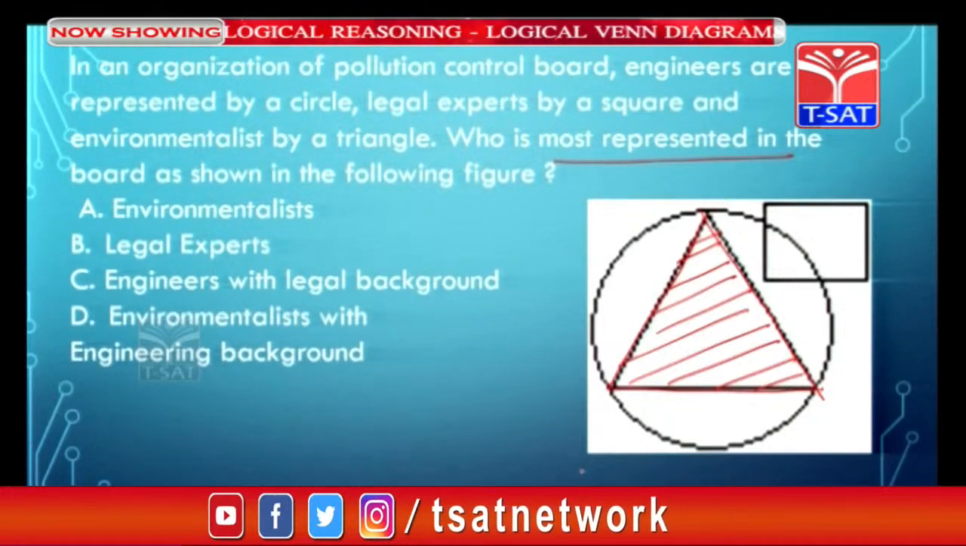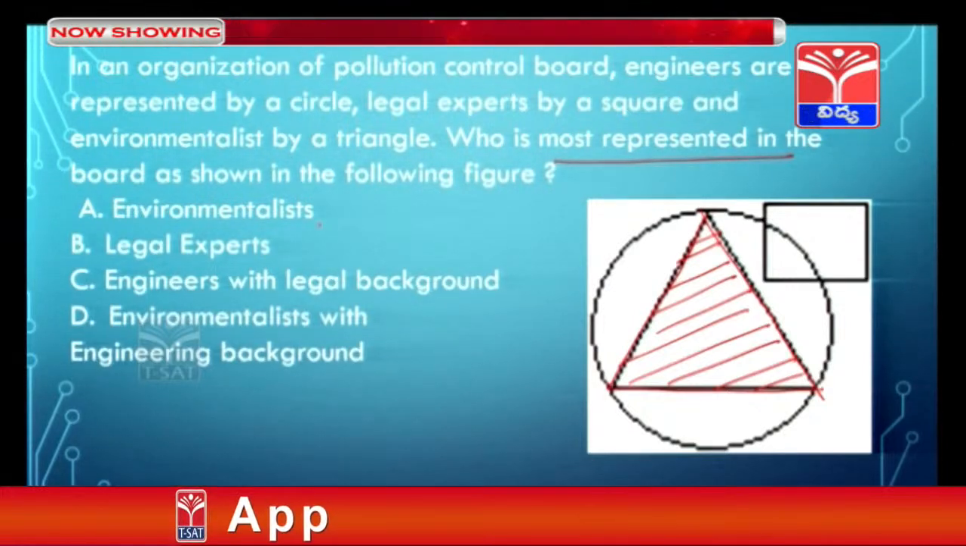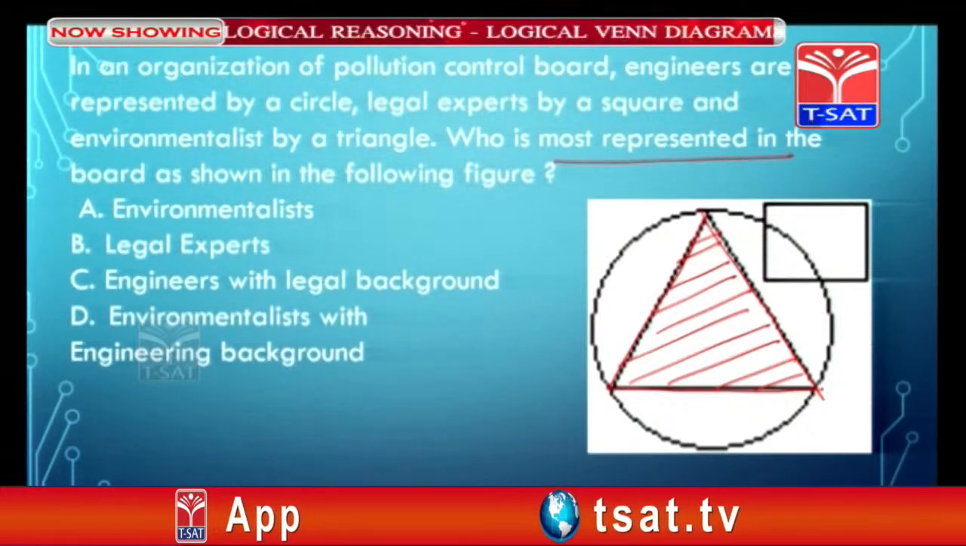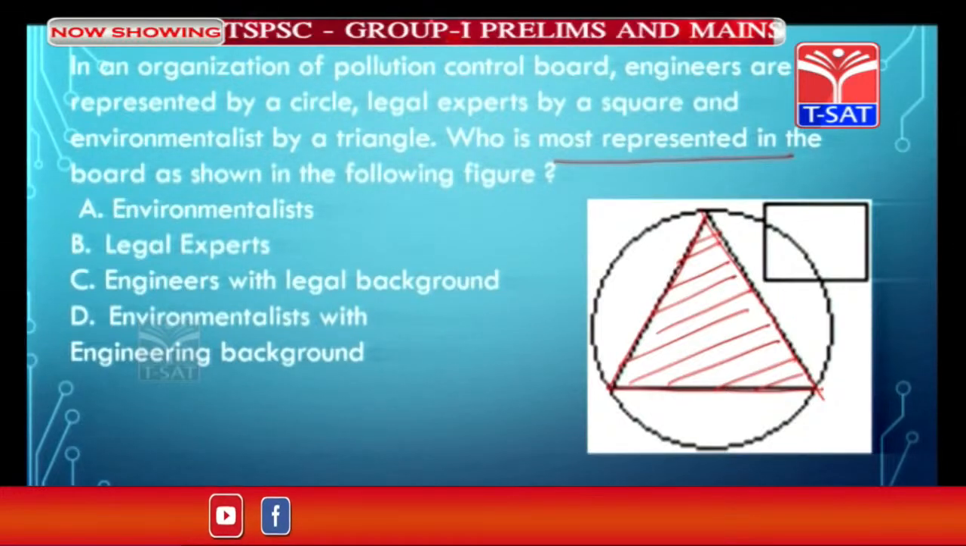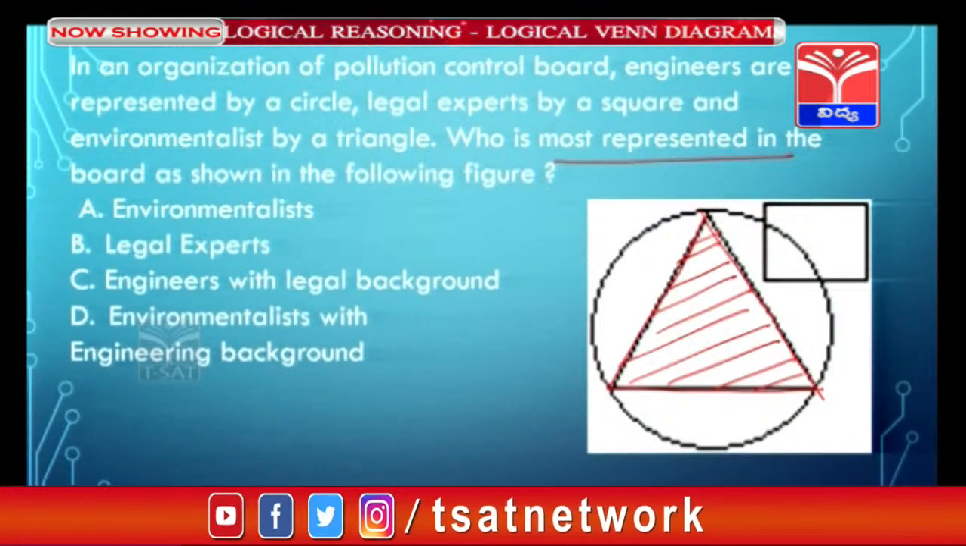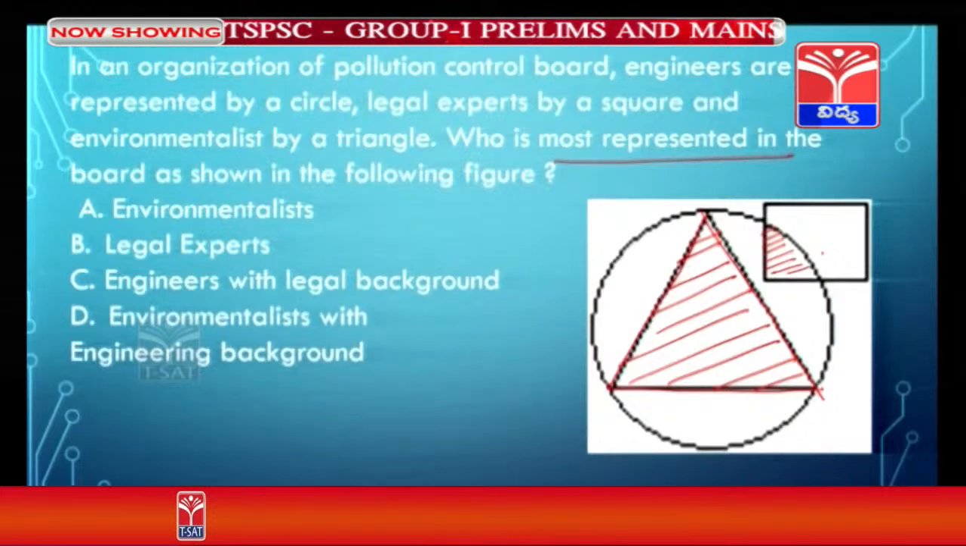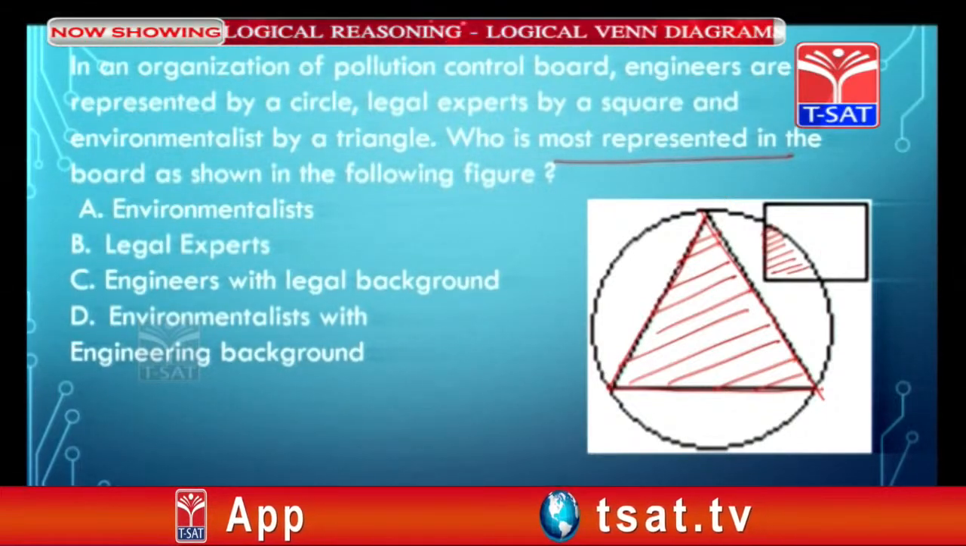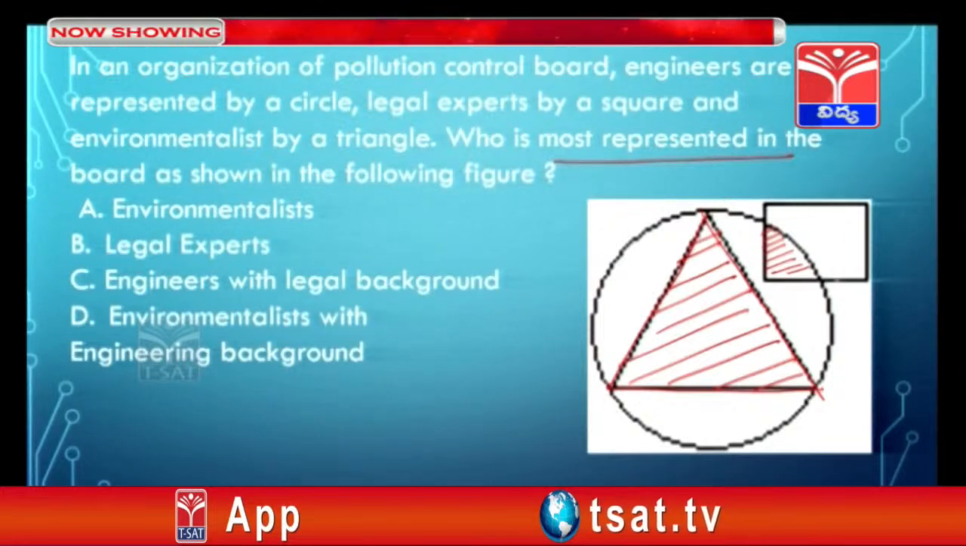So, the options given here are: environmentalists, legal experts, engineers with legal background, and environmentalists with engineering background. The correct answer is environmentalists with engineering background. For example, what is this area? If you are asked what this area is, it is common to a circle and a square.